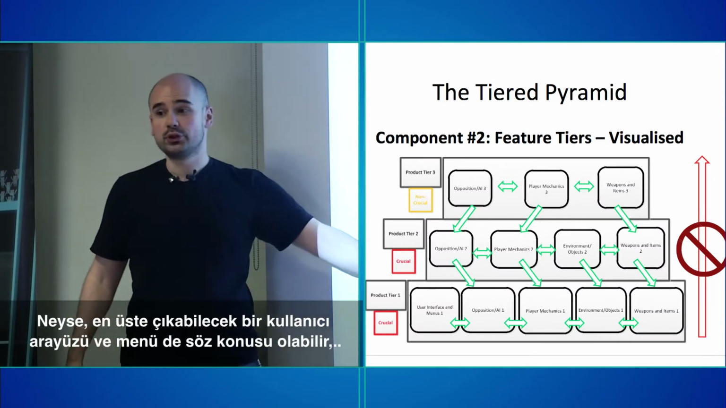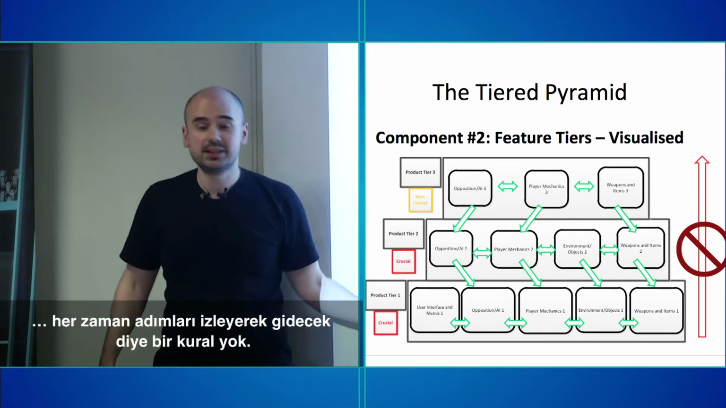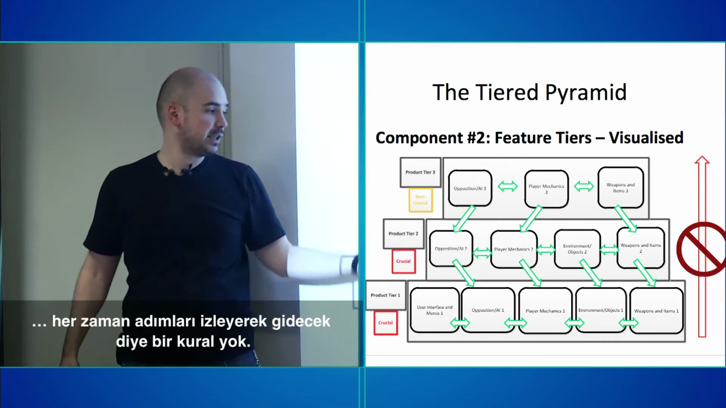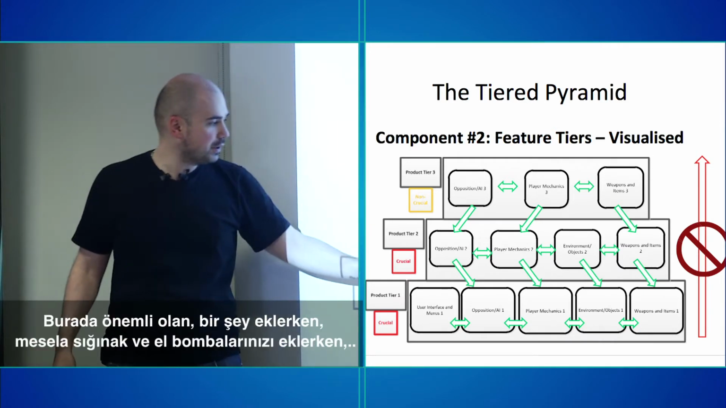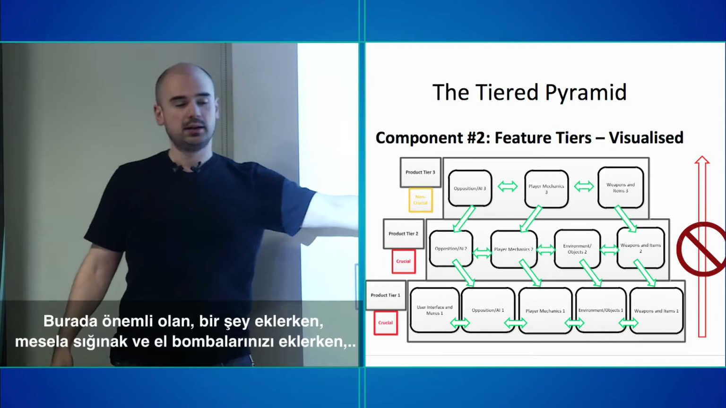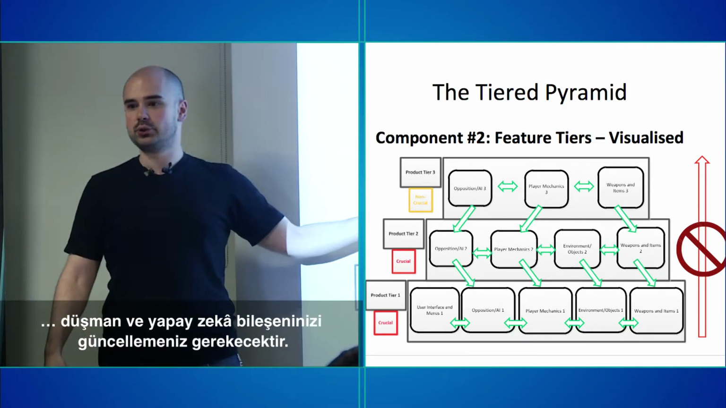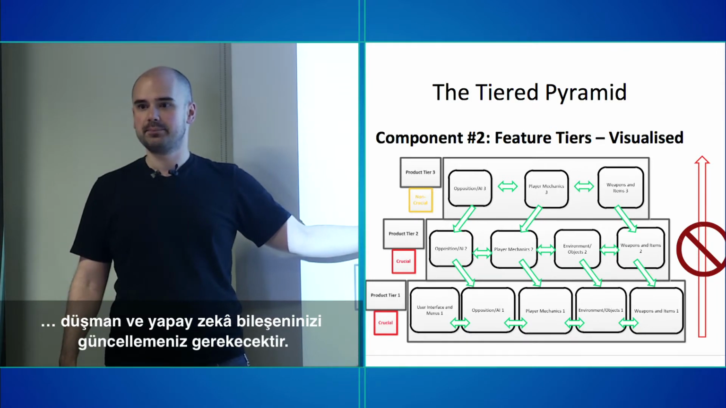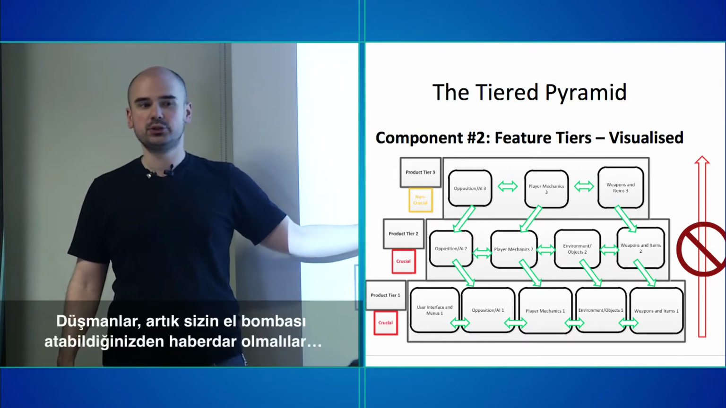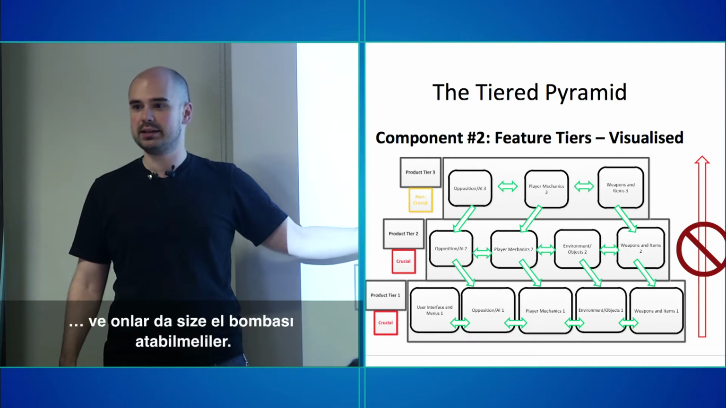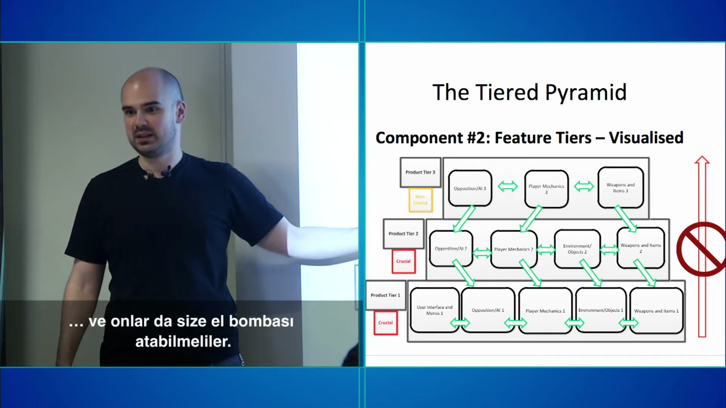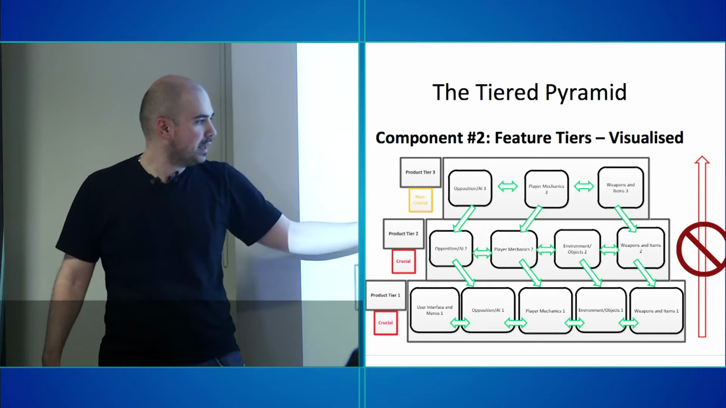there could be a new user interface and menus that comes up here. So it doesn't always have to go sequentially. It doesn't have to work that way. But the important thing is when you're adding your cover and your grenades, you will need to update your opposition and AI. The enemies need to know that now you can throw grenades and they can throw grenades at you. Otherwise, it's going to be a very easy game.